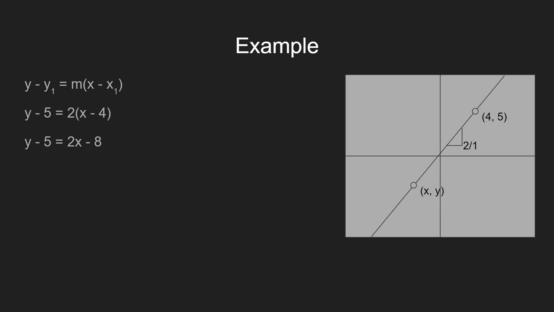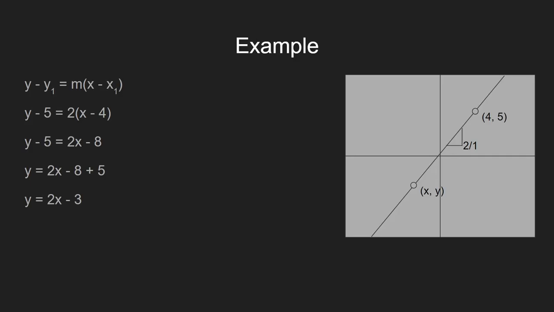Next, let's move our 5 over to the other side by adding it to both sides. We can do this because the 5 is negative. Now, we'll combine like terms on the right side of our equation and get y equals 2x minus 3.